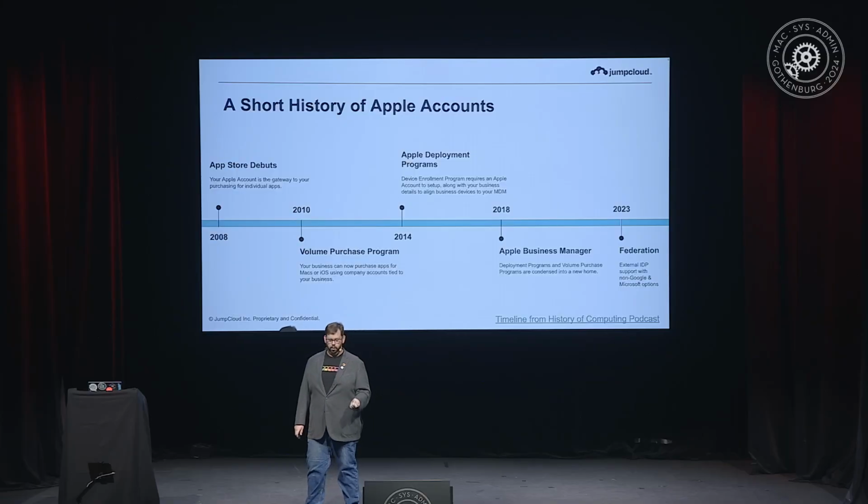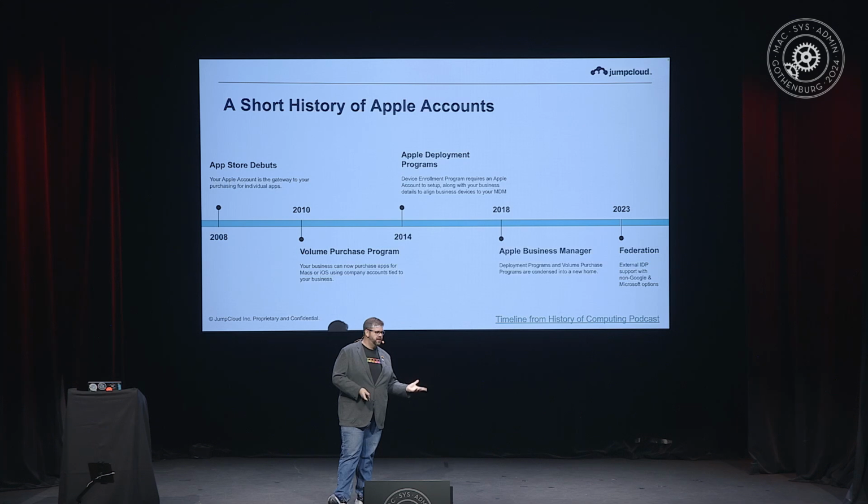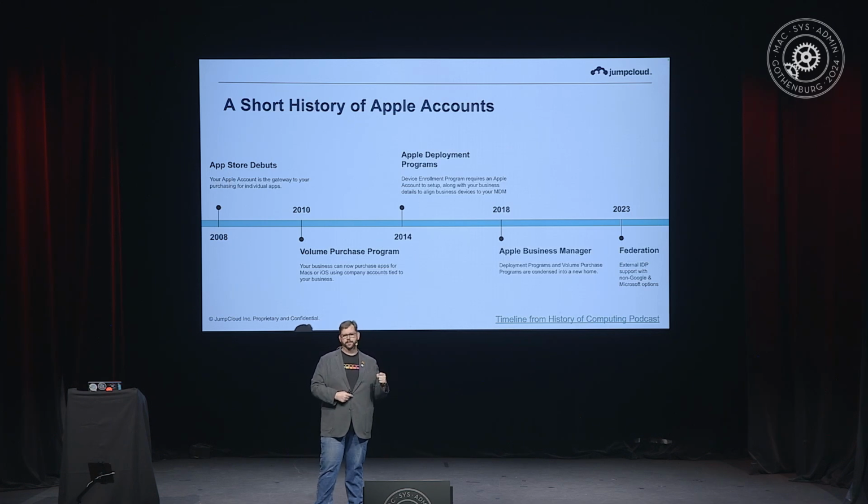In 2014, the Device Enrollment Program debuts, and we get an Apple account to set up along with your business details to align those business devices to your MDM and do automated device enrollment for the first time, although at the time it was called the Device Enrollment Program. In 2018, Apple Business Manager coalesces that VPP store, the Apple Business Manager, and the Apple Deployment Programs portal to create a single source of truth for your business.